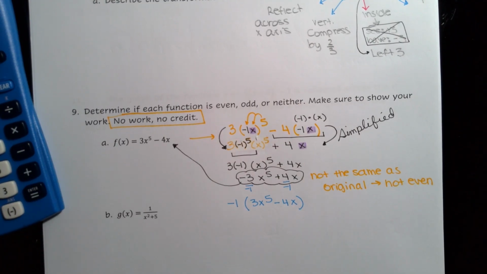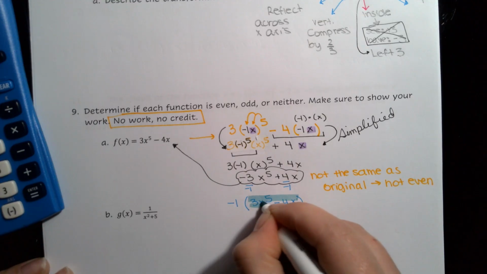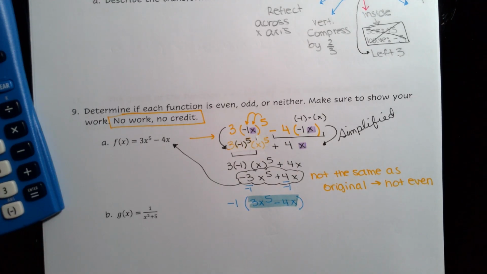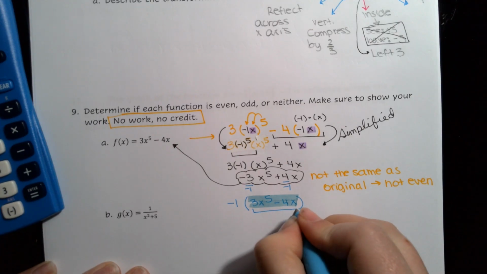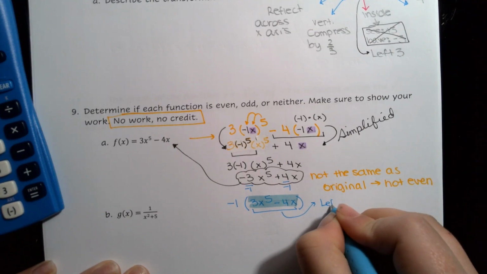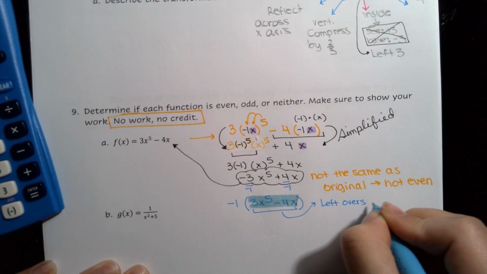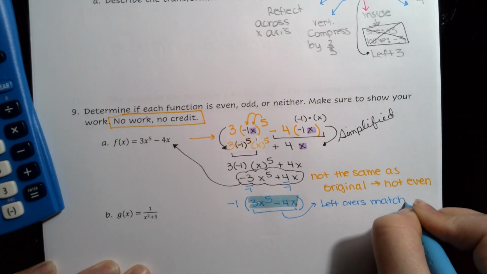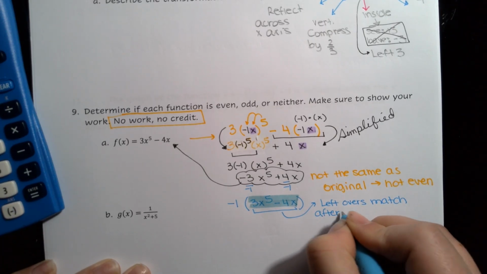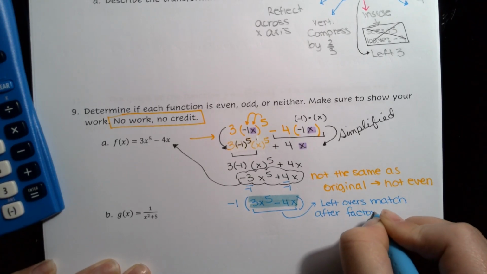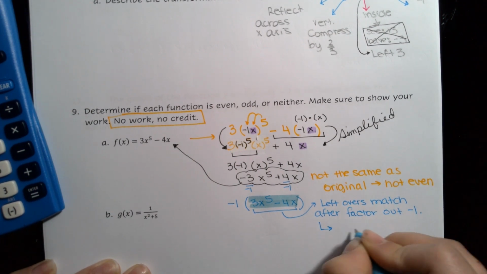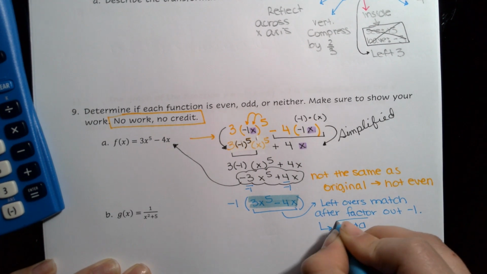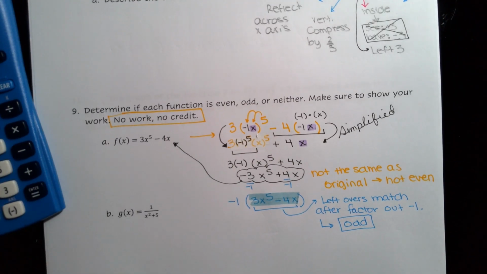And what I'm looking for is on the inside, so the leftovers here, do they match the original? Yes. So these leftovers match, but only after factoring out a -1. That means it is an odd function, and that is your answer.